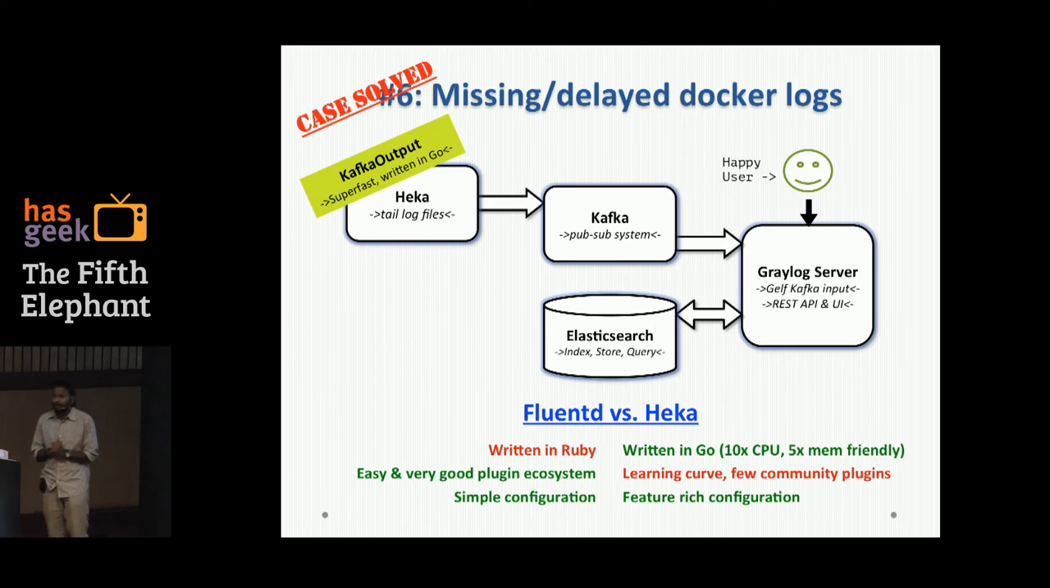Luckily, we found a project called Heka. It is a Mozilla-sponsored project, and Heka is written in Go, very performant. What we experienced is that it can do all the things which Fluentd can do, plus it has more features, but is more complicated. So with Heka, we are now 10x CPU friendly and 5x memory friendly.